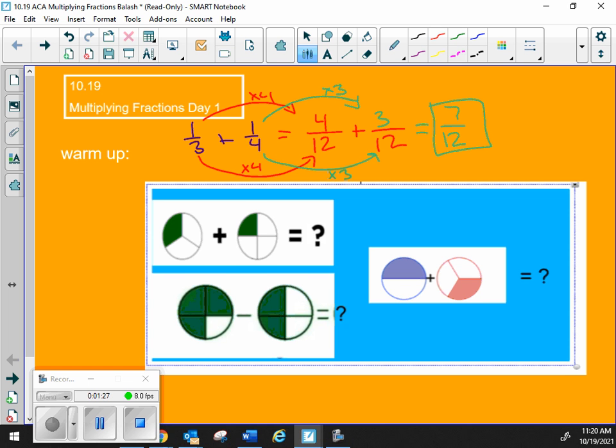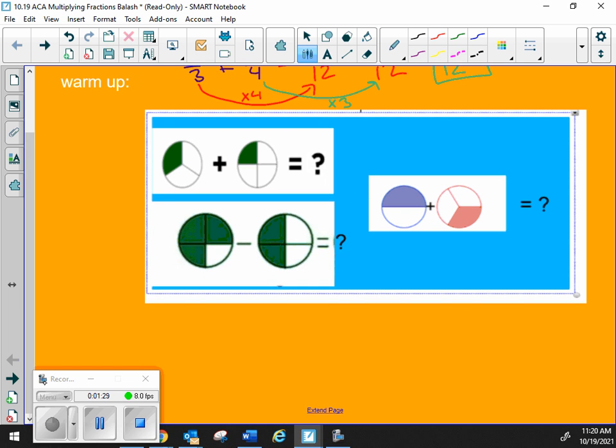I'm going to do the one below it. You might have done it in a different order, that's totally fine. Natalia, can you tell me the equation for this one? Minus 2/4. Do I need to change anything about this problem? No, I can just subtract. My answer should be 1/4. Are we good with that?